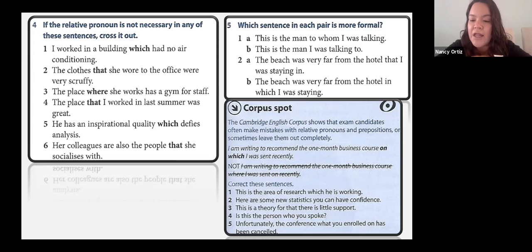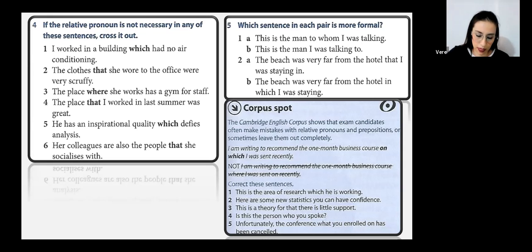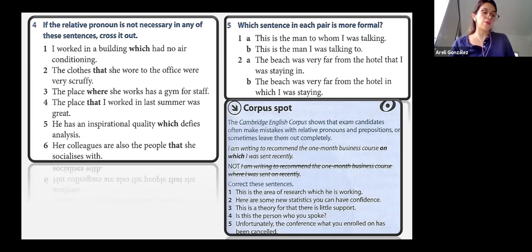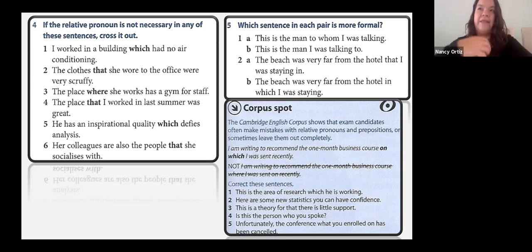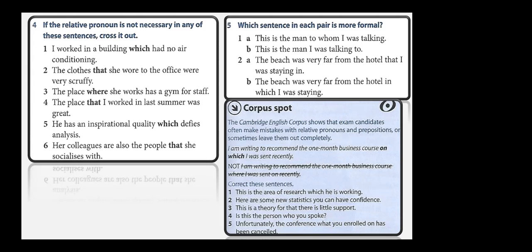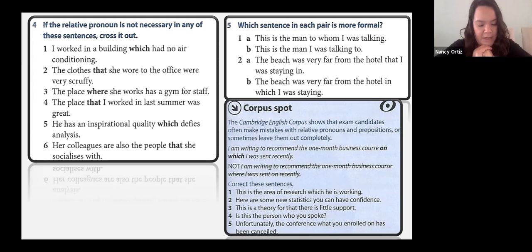Unfortunately, the conference that you enroll on has been canceled. Unfortunately, the conference on which you enroll has been canceled. I wrote, the conference on where you were enrolled. Daniel, can you repeat yours? It's almost correct. Please repeat it. Unfortunately, the conference on which you enroll has been canceled. Yes. Or canceled. Has been canceled.